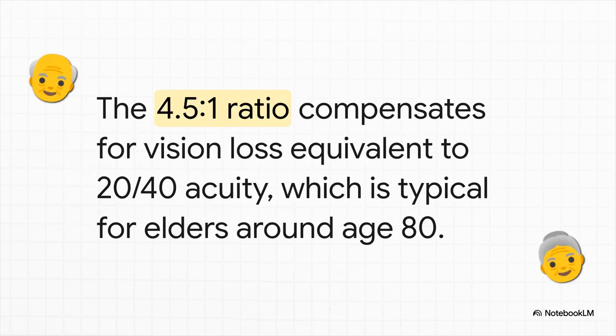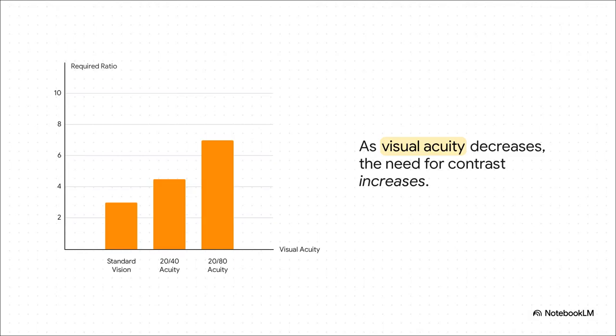So, let's get specific. That 4.5 to 1 ratio, it was chosen very deliberately to make up for the kind of vision loss that someone with 20/40 acuity has. And that 20/40 number is super important because it's considered the typical vision for people around 80 years old. So look at it this way. If you have standard vision, a 3 to 1 ratio might be just fine for you. But someone with 20/40 vision, they need about 1.5 times more contrast to read comfortably. And that's exactly how we land at 4.5 to 1. And if vision loss is more significant, say 20/80, that number has to jump way up to 7 to 1.